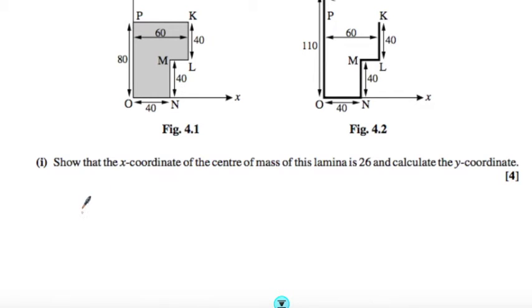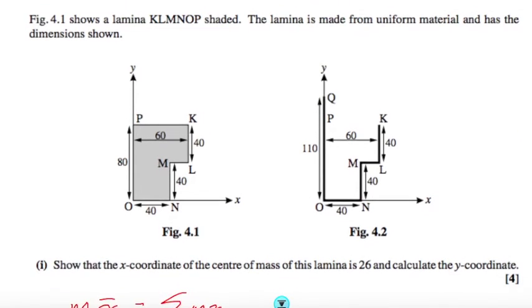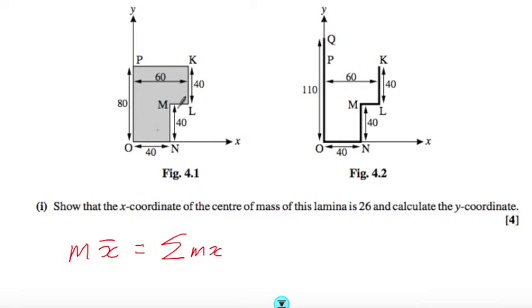So we've got to use that. Remember this mx bar. So in other words, the mass of the whole thing times by its centre of mass as a coordinate is equal to the sum of all the masses of the individual parts times by their centres of mass. Okay, so we need to split this up into 2 things we can work out the centre of mass of. So I'm going to split it up like this.